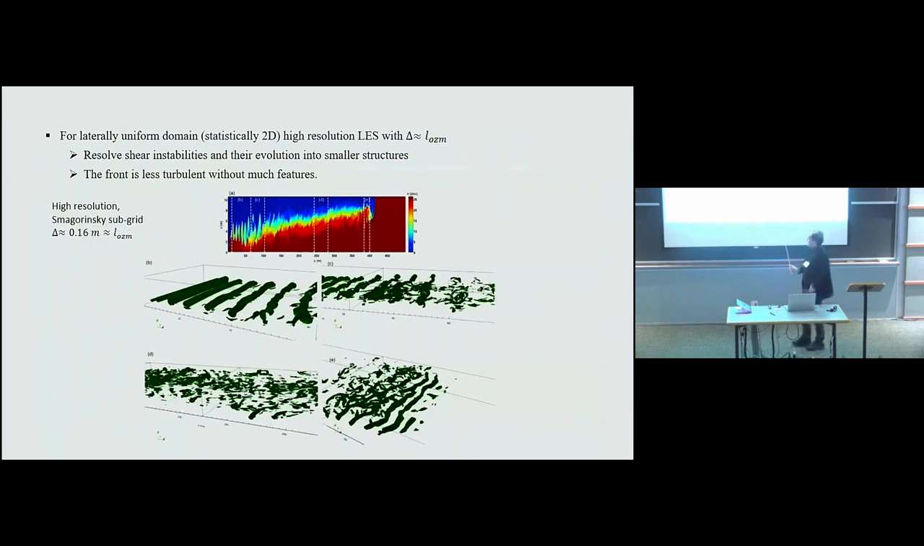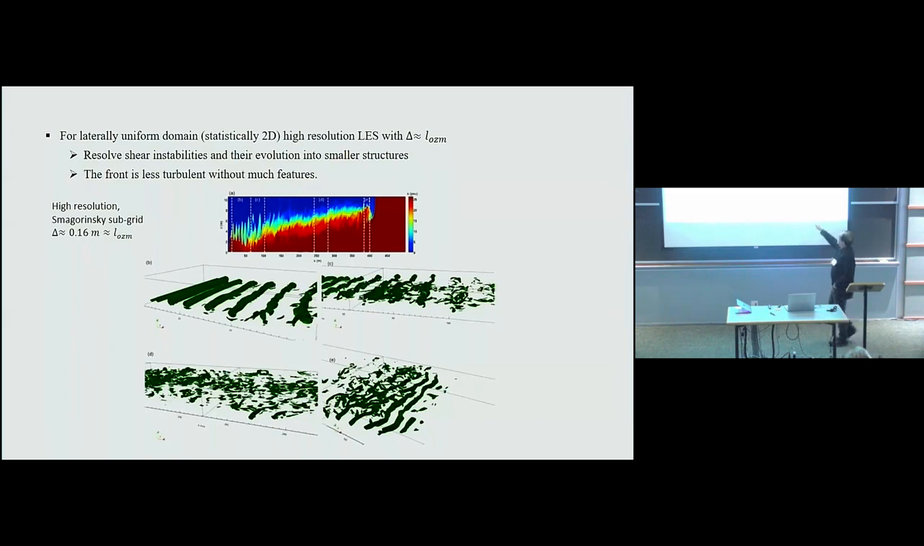However, if we use a much higher resolution to run the same problem, in this case our grid size is similar to the estimated Ozmidov scale, I will call this an LES now. You can see that the model is able to resolve the generation of Kelvin-Helmholtz instability, and more importantly, their subsequent collapse into more 3D coherent structures. The model is able to do it.